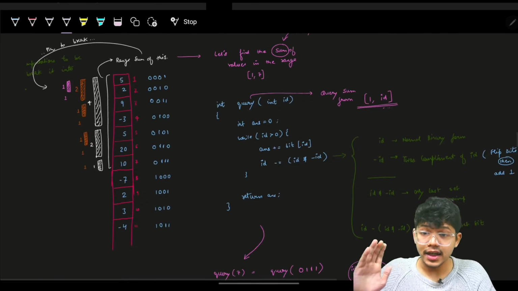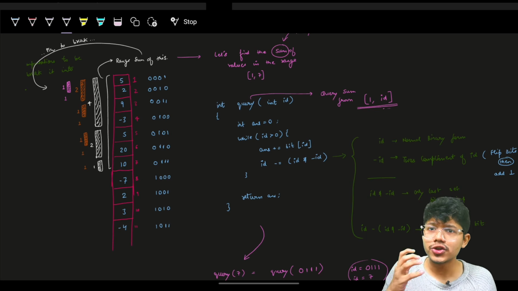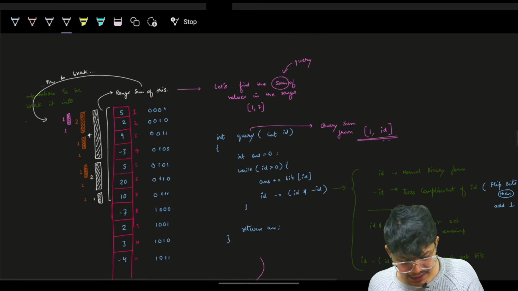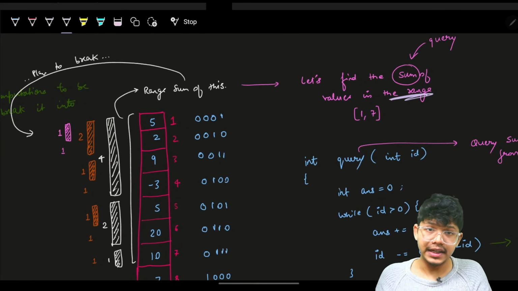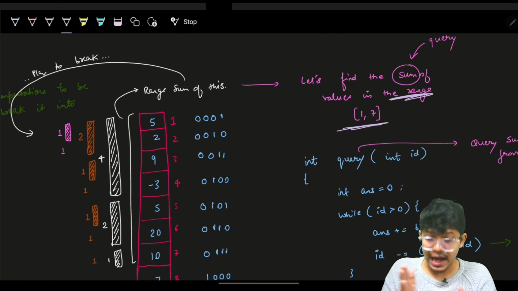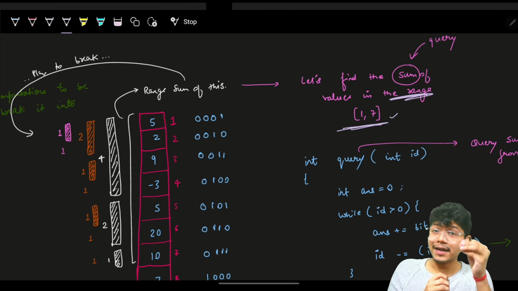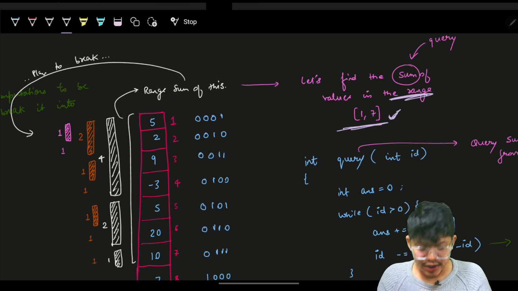Now when this is done, comes the actual part: how I can query any range sum in the shortest possible time. For example, if I give you a query, can you please find the range sum of 1 to 7? 1 to 7 is the range. Again, I have taken a very simple range to make you understand how the range sum will work. I'll ask you, can you please find this value?